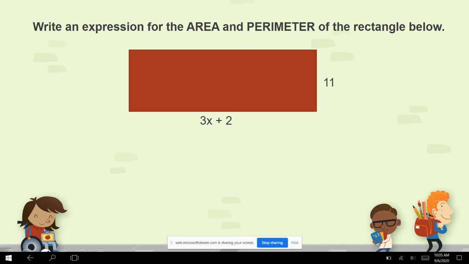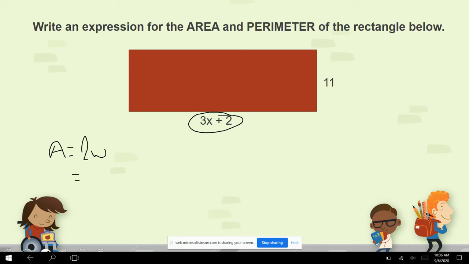So we know that the area and perimeter of a rectangle can be calculated. We can use variables given to us to write expressions for these equations. The area of a rectangle is going to be its length times its width. Now, in this problem, the only difference is that our length or width, whichever you want to call it, 3x plus 2, is not a number. It is an expression. So we just need to make sure we represent that in our formula.